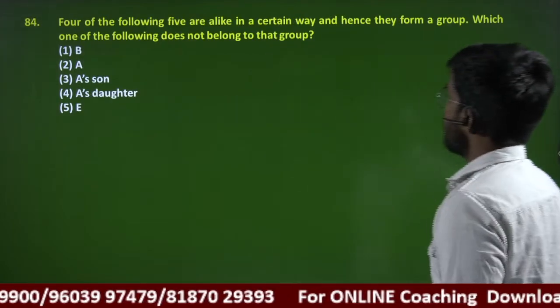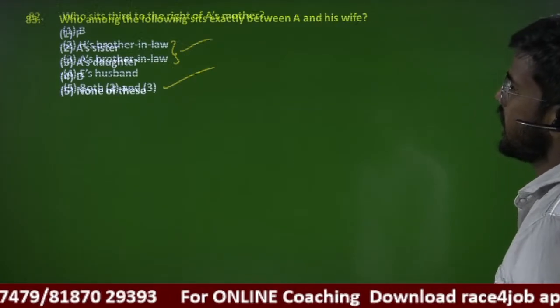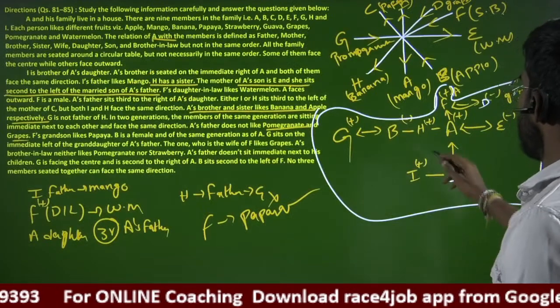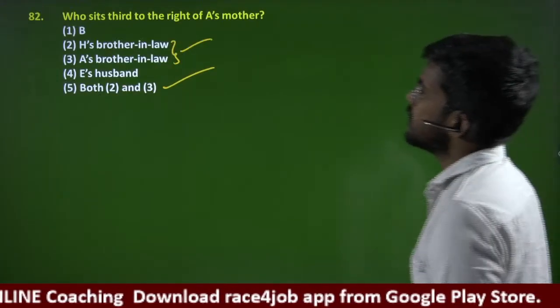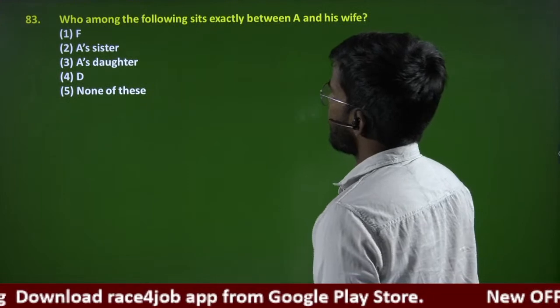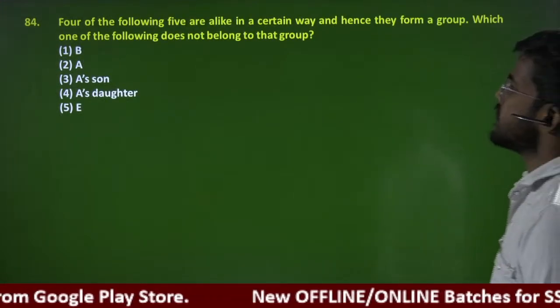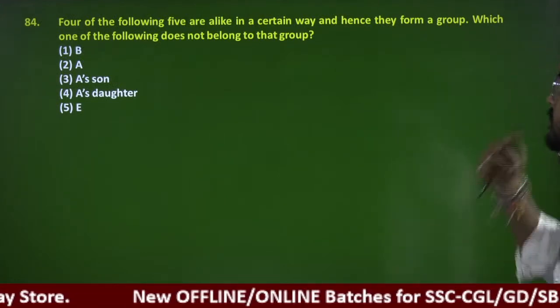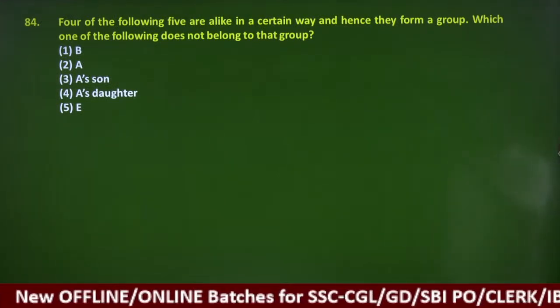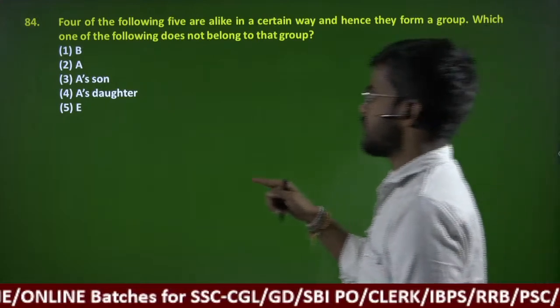Four of them, five are alike in a certain way. Okay. B, A, A's son. B, A, A's son. Next, D. Sorry, idena: A's son, A's daughter, E. B, A, A's daughter, E.